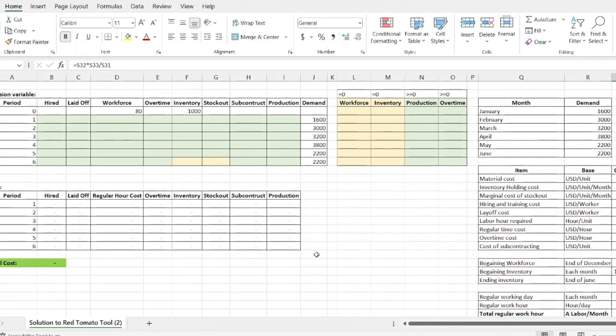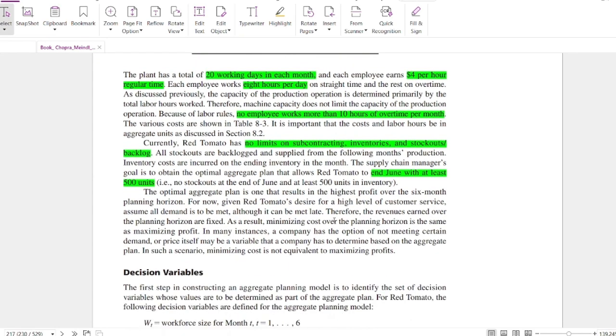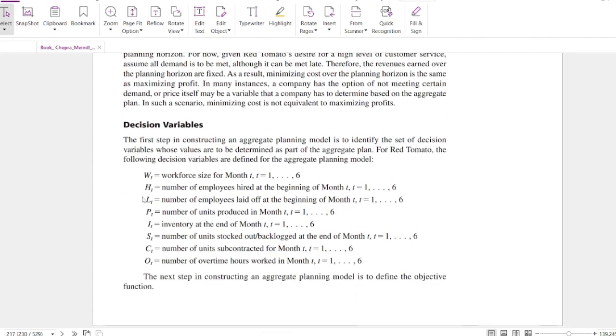Let's go back to the problem and find out what the decision variables are. The decision variables are how many workforce I will be planning.